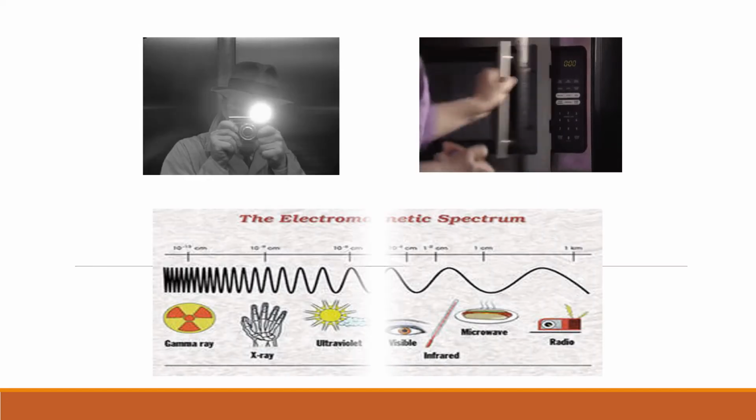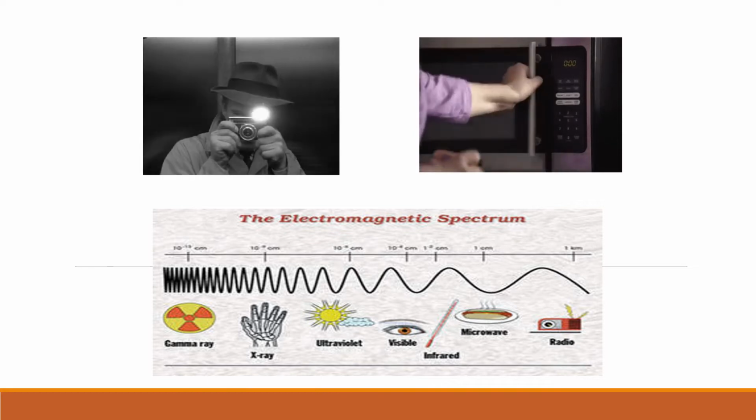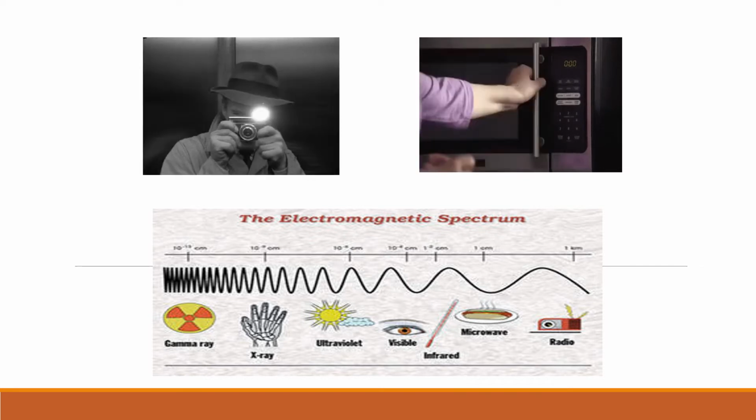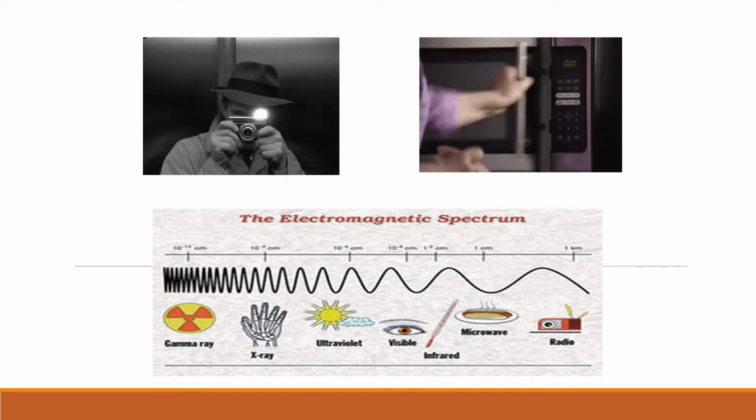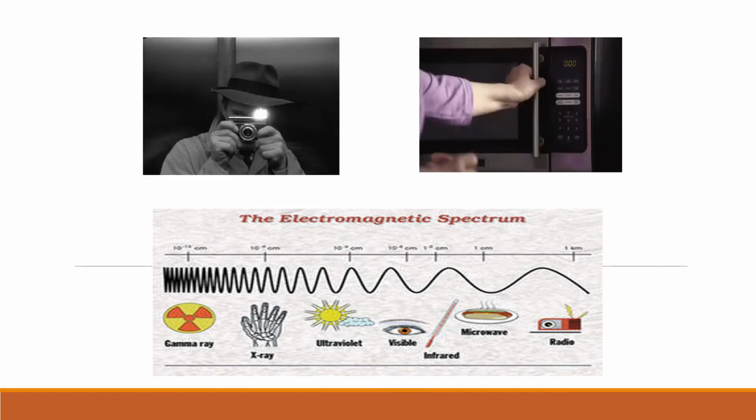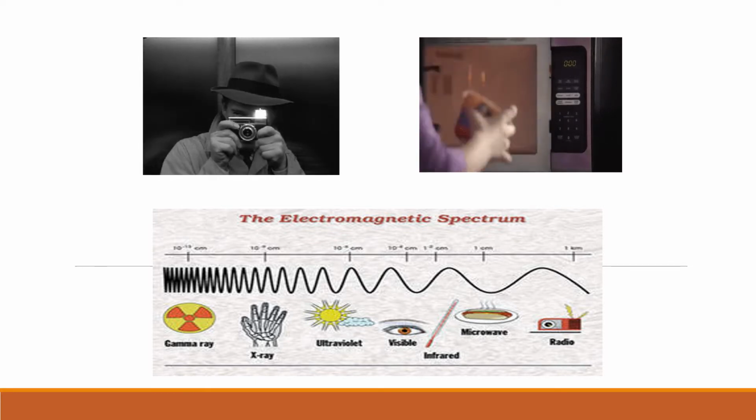How do electromagnetic waves compare? Can you imagine trying to take a photo with a radio or heating your food with X-rays? Light, radio waves, and X-rays are all electromagnetic waves, but each has properties that make it more useful for some purposes than others. All electromagnetic waves travel at the same speed in a vacuum, but they have different wavelengths and different frequencies.